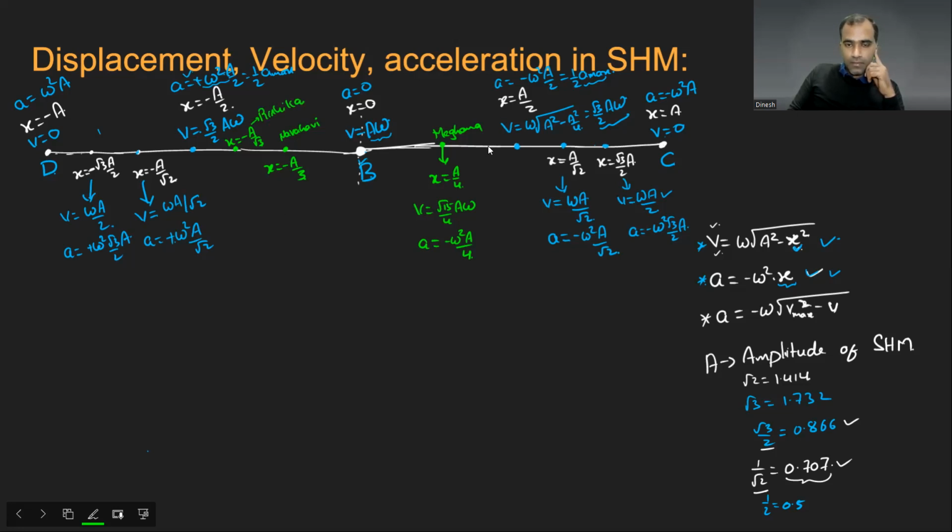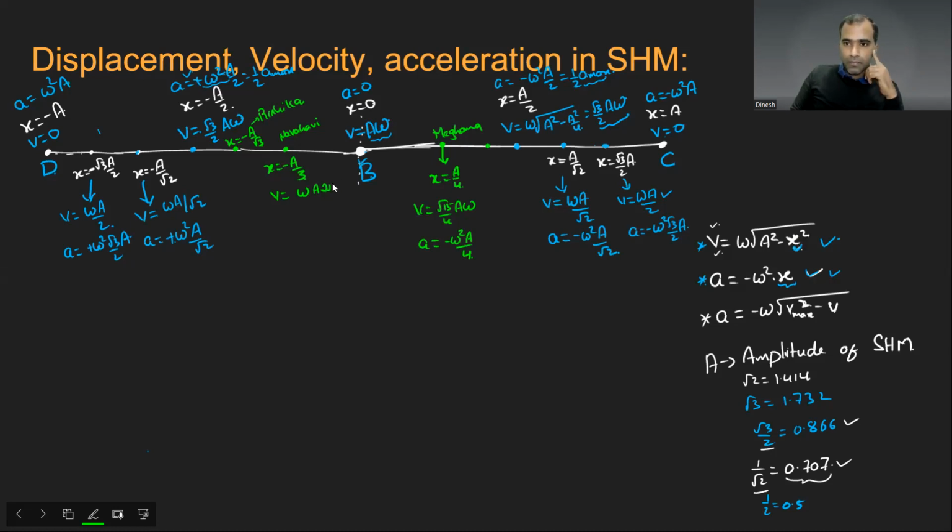Sir, here velocity is for minus a by 3. Velocity is omega a by 3 root 10. Omega a by 3 root 10 into root 10. Okay. a square minus a square by 9, 9a square minus a square is 8a square. It is 8 by 9. Root of 8 by 9, no?